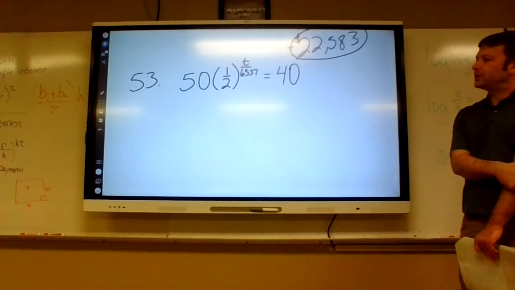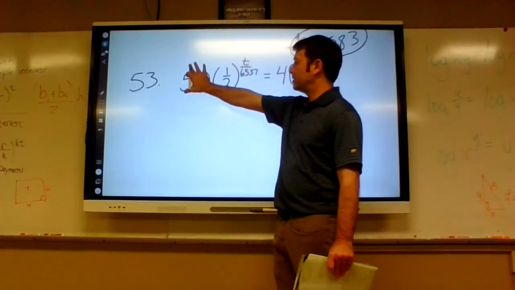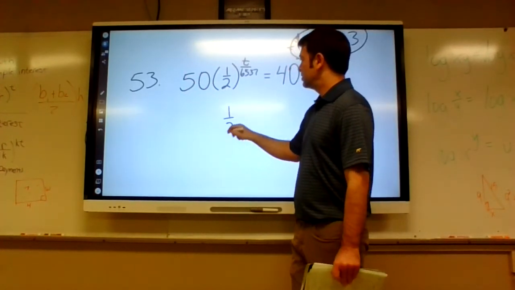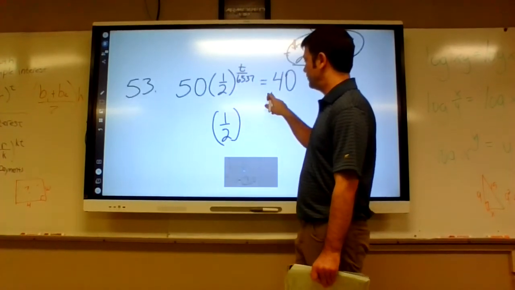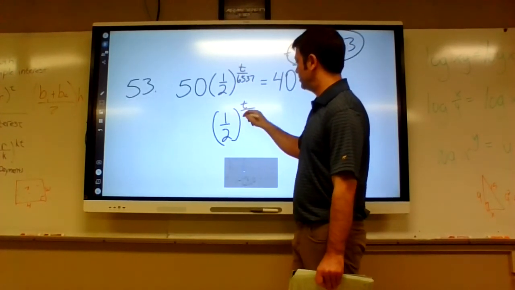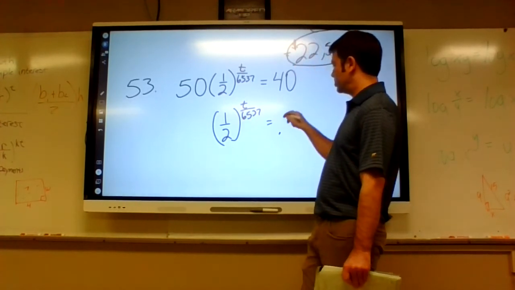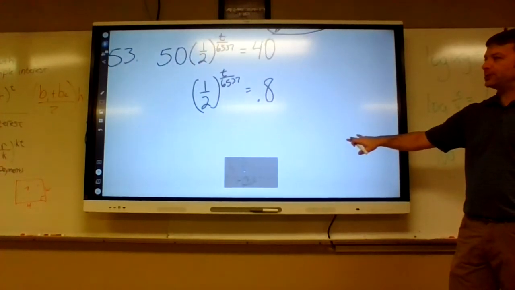Alright, what do you guys think I should do first? I want this to be simpler over here, so I want to get rid of 50. So divide by 50. 40 divided by 50 is like 4/5, or 0.8. Okay, now if I have an exponential equation, how do I solve it?